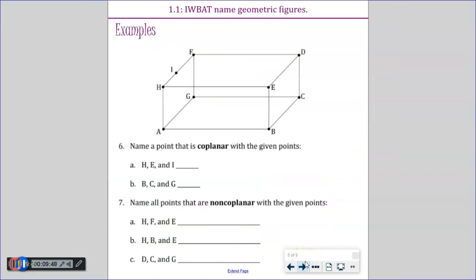Here are the final 2 examples, number 6 and number 7. This is the exact same picture, so you do not need to redraw it. Give yourself some time here and pause the video to try and answer these two questions before moving on to the answers.